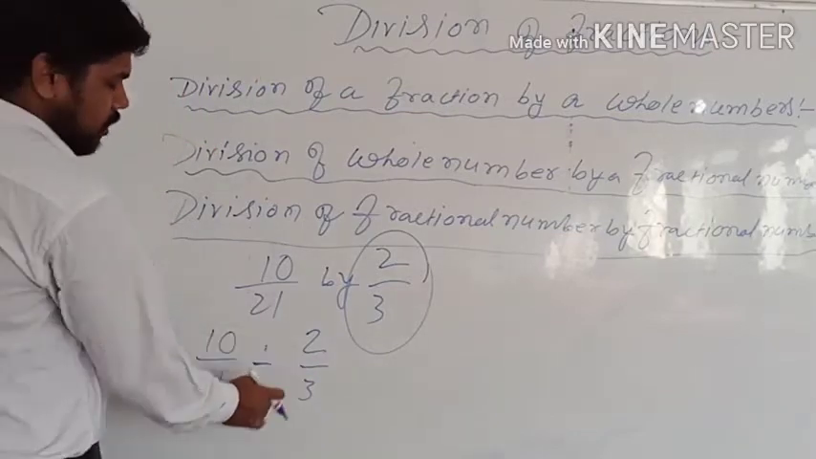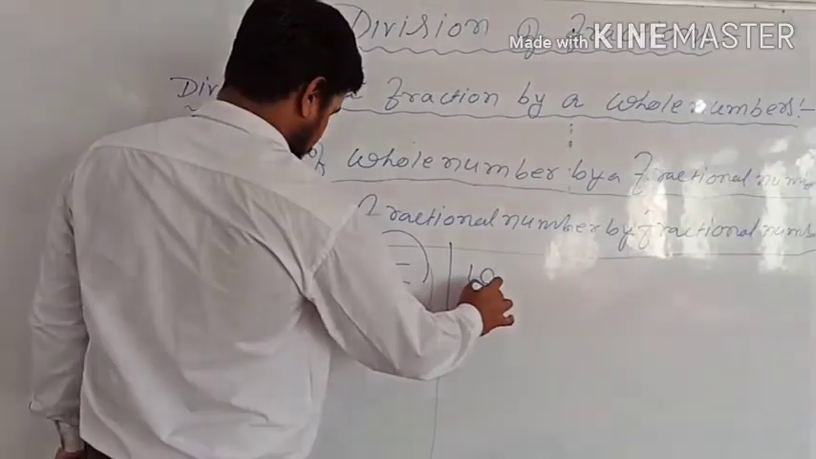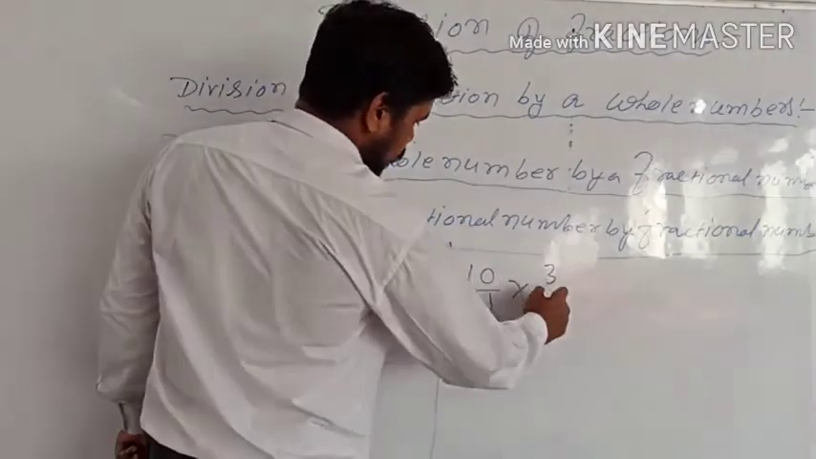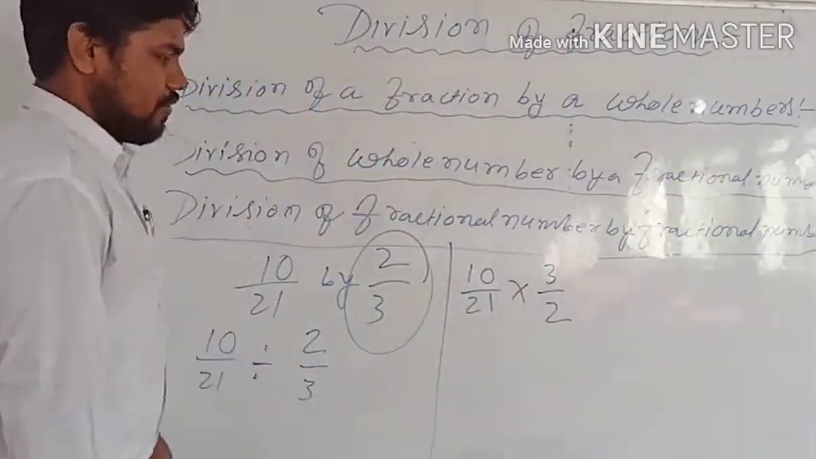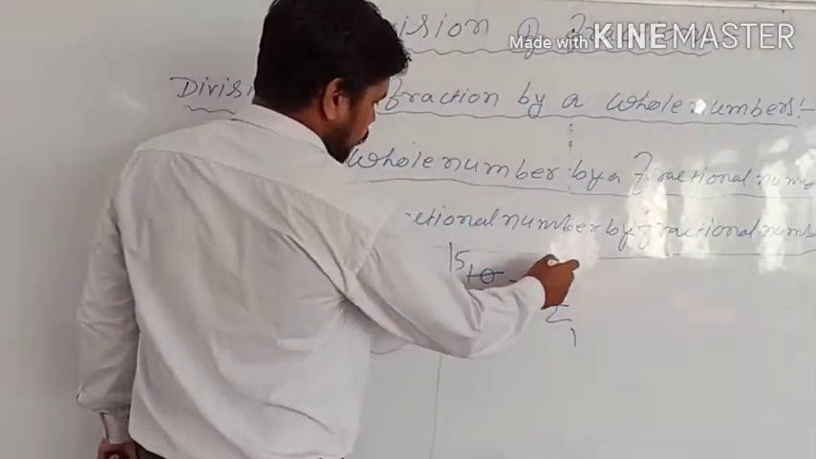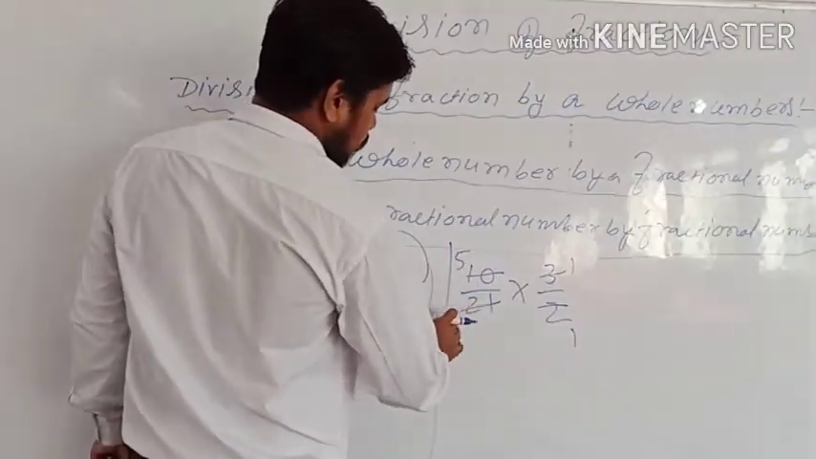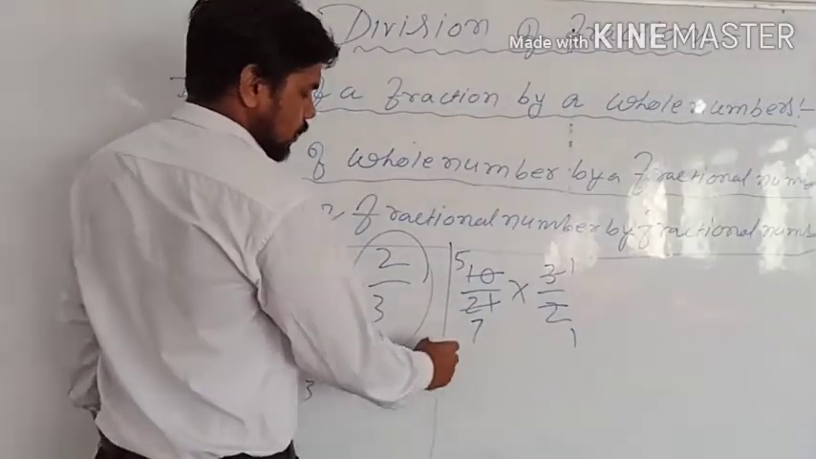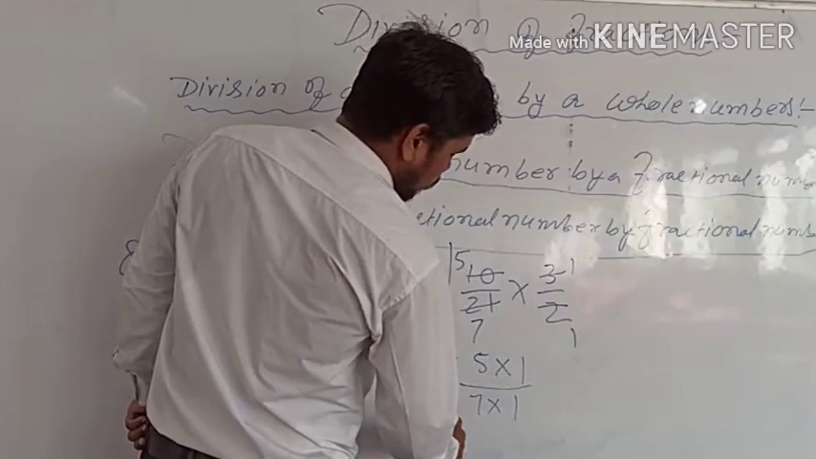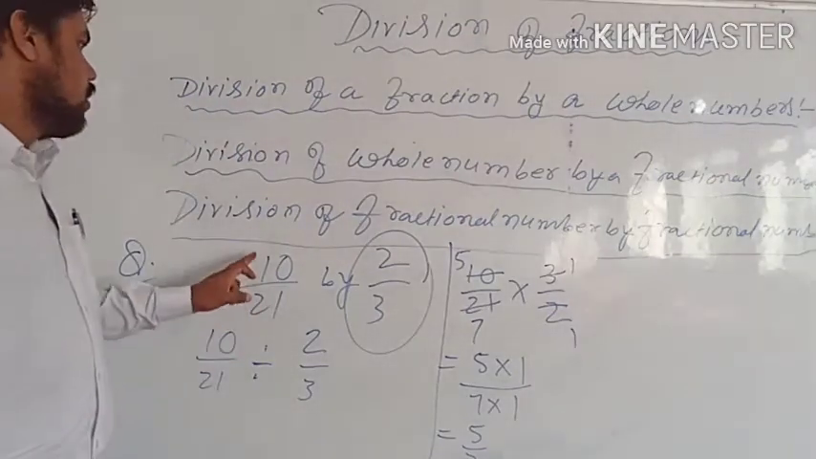So we will change the reciprocal of this and write the multiplication sign. So 10 by 21 multiplication sign, the reciprocal of 2 by 3 is 3 by 2. Okay, so now check if you can cut it. So 2 1s are 2, 5 2s are 10. So 3 1s are 3, 3 7s are 21. So in the numerator it is 5 multiply 1. In the denominator it is 7 multiply 1. So 5 divided by 7 will be the required answer of this division.